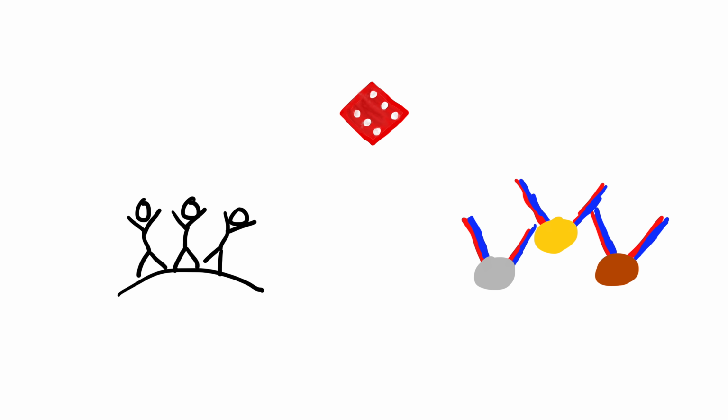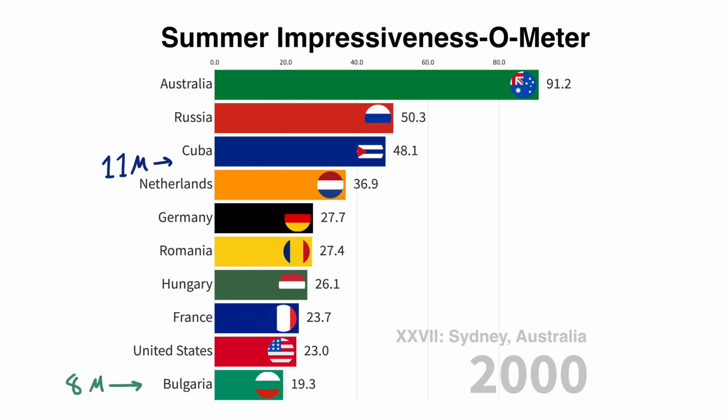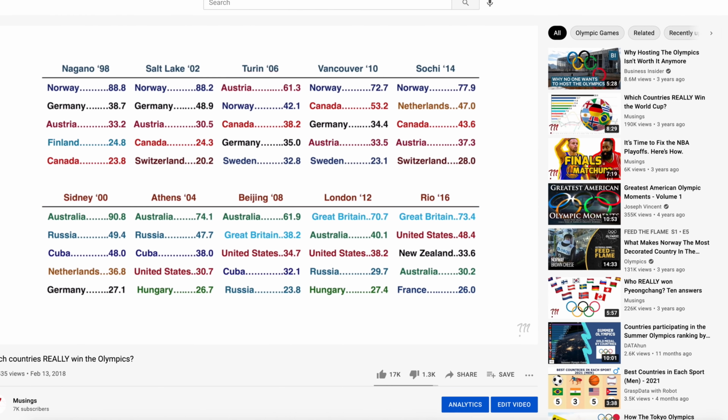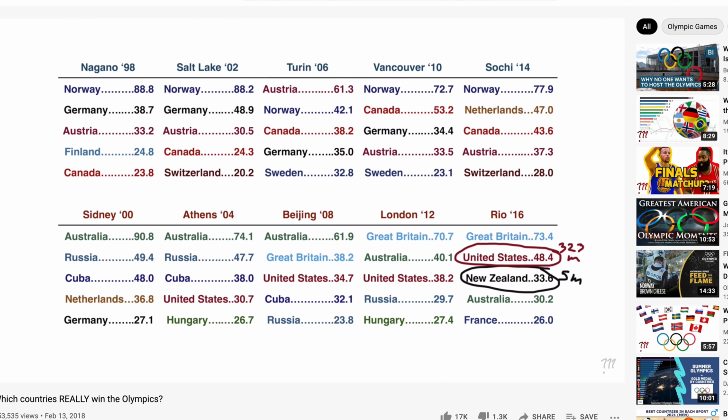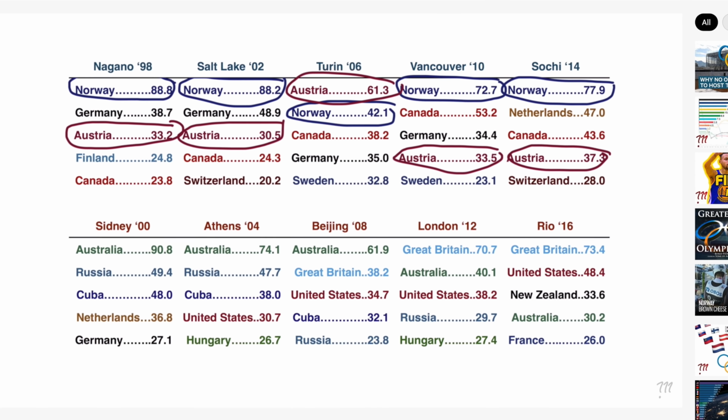It's based on a probability formula called a cumulative binomial distribution. It uses only population and medal data, it doesn't take into account anything else, and it produces a leaderboard that includes nations of many different sizes. In that first video, I ran the impressiveness-o-meter for every Olympics dating back to 1998. At the time, that was more than enough work.